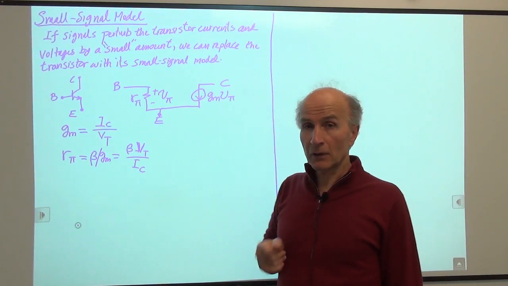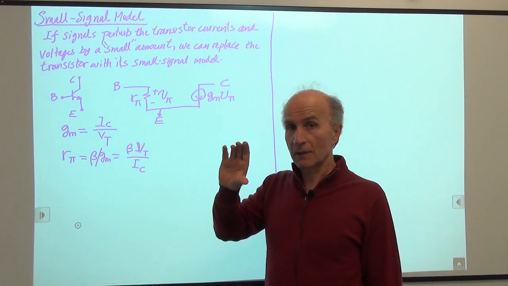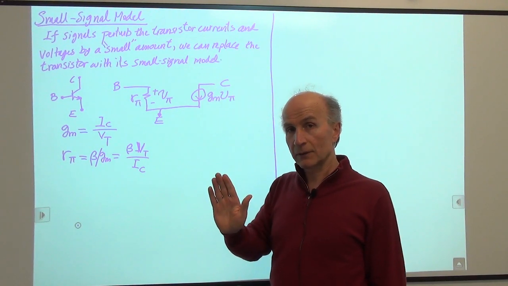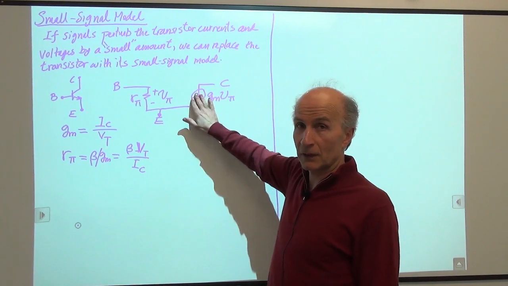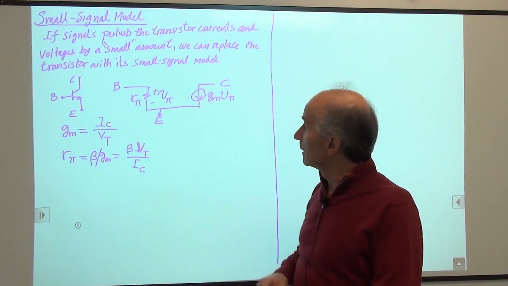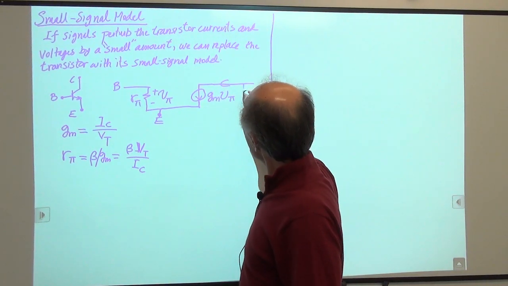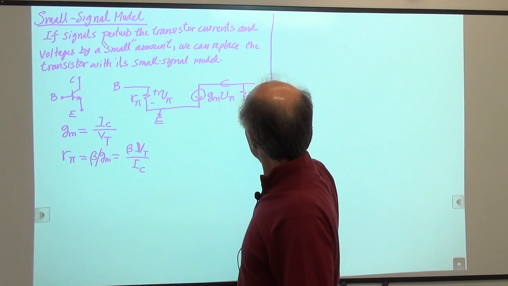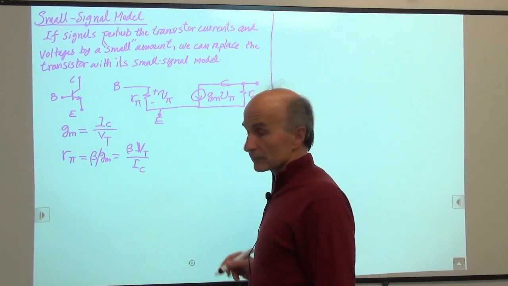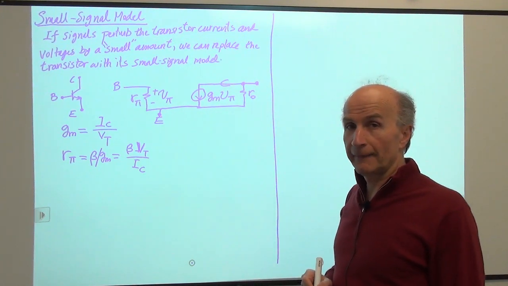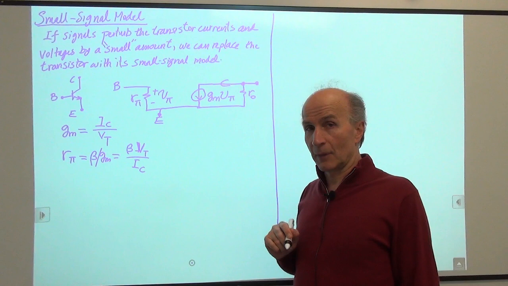But remember, we talked about the early effect, and we said if the collector-emitter voltage changes, so does the collector current. Right now, this doesn't predict that. It doesn't have any dependence of this current upon this voltage. So how do we model that? We're going to add a resistance we call RO between the collector and the emitter. Okay, so remember, this is not from the collector to ground, but between the collector and the emitter.